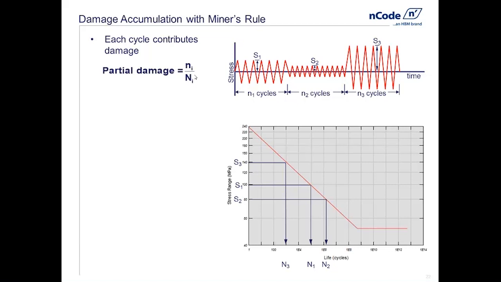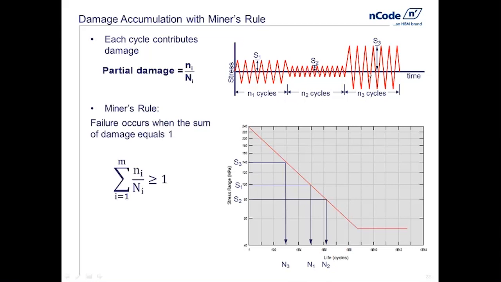And we can continue to do that and look at these partial damage fractions for each of these different cyclic loading scenarios. And then we can say the total problem, the total fatigue damage caused by all of these cycles is the problem caused by this, plus the problem caused by this, plus the problem caused by this.